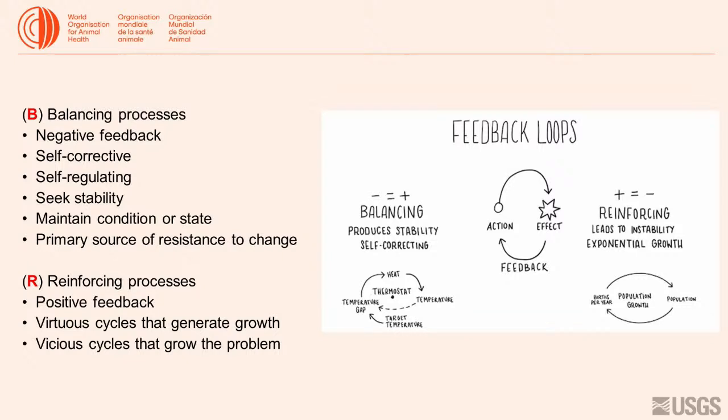Systems can also have reinforcing processes, and this is positive feedback. Despite the name, positive feedback isn't always a positive thing. It just says it's increasing something. They can create vicious or virtuous cycles that generate growth. Sometimes reinforcing processes can be really good, and they can also create vicious cycles that grow a problem. An example of a reinforcing feedback loop here is population growth, right? More births per year increases your population, you have more people, you get more births per year, and so on and on it goes, and that's what creates exponential growth.